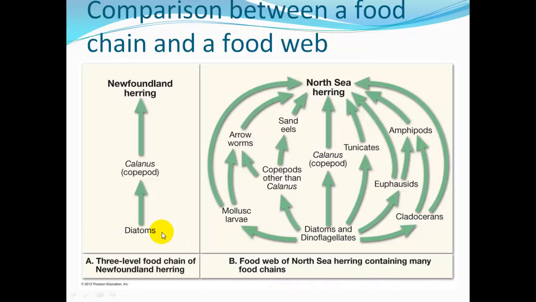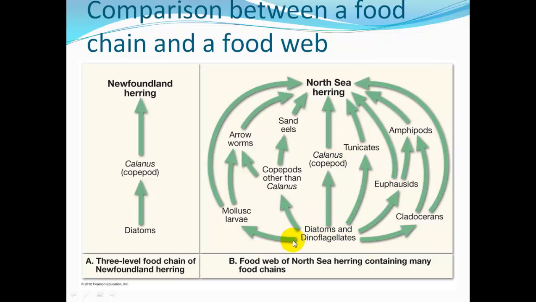For example, we have a copepod that only eats diatoms. The Newfoundland herring only eats this Calanus copepod. Okay? So if something should happen to the diatoms or to the Calanus copepod, the Newfoundland herring won't have anything to eat. In this case, we have the North Sea herring, which will eat mollusk larvae, arrowworms, sand eels, copepods, tunicates, and amphipods. Okay? And all these creatures eat diatoms.